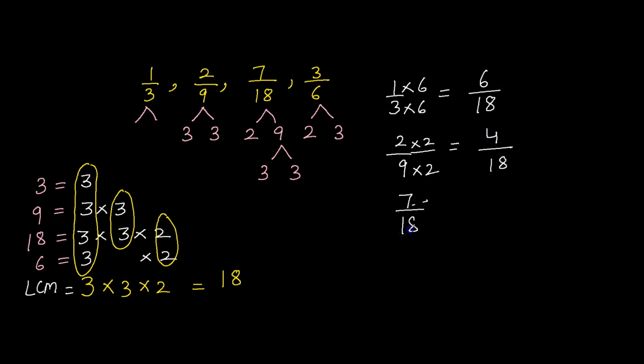Then we have 7 out of 18. So 18 times 1, and then same, we have to multiply 7 times 1. So that becomes 7 out of 18. And then 3/6. So 6 times 3 is 18. That means 3 times 3 will give us 9. So that becomes 9 out of 18.